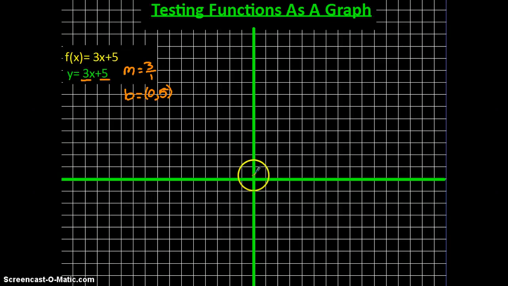If you graphed this correctly, you would have come up to your y-intercept of 0, 5, and you would have had a vertical rise of 3, and to the right 1. From our y-intercept, we also could have gone down 3 and to the left 1. You notice here, you have a straight line.